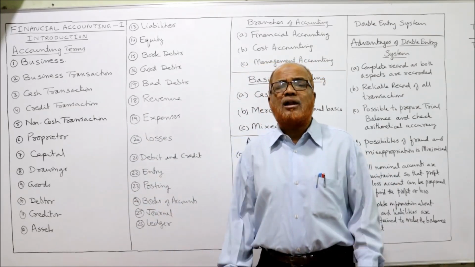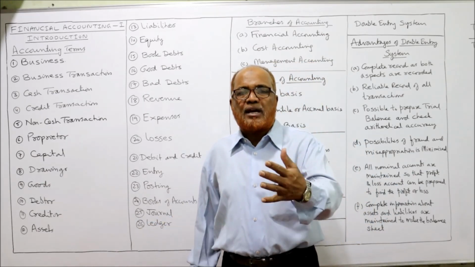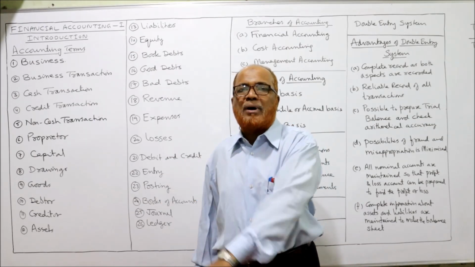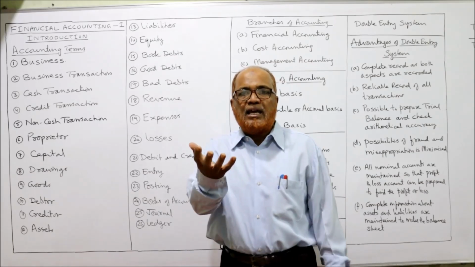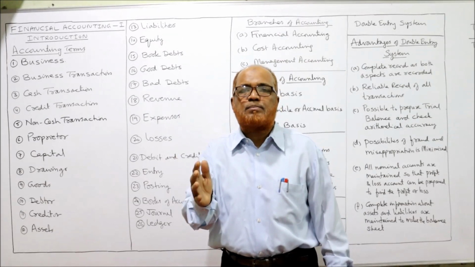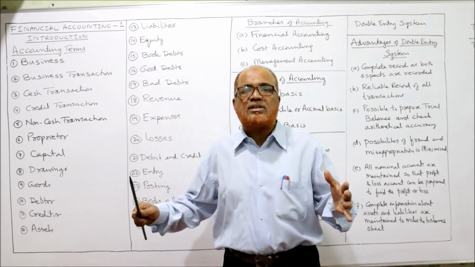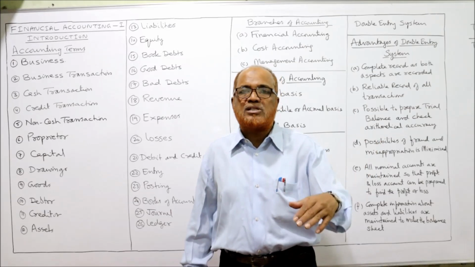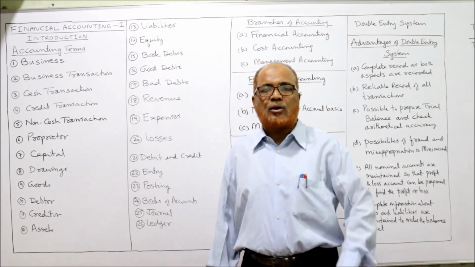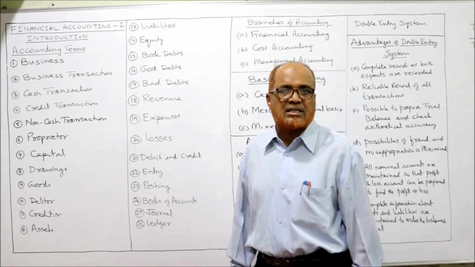Second one, business transaction. A business is said to be a bundle of transactions. So many transactions take place in a business. What do you mean by transaction? A transaction is an activity in which exchange of money or money's worth takes place. In a business, so many events and activities involve an exchange of money or money's worth. Those are called business transactions. Examples are selling goods, buying goods, paying cash, receiving cash. All these are called business transactions.